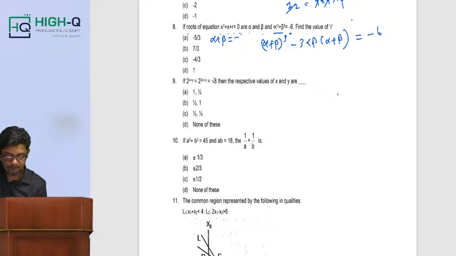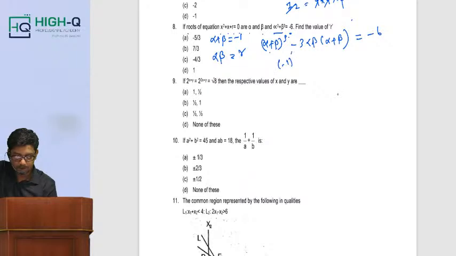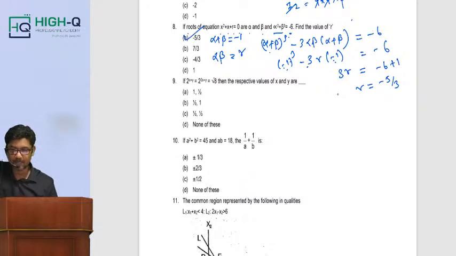Sir, minus b by a. What is alpha beta? C by a. So let us substitute here: alpha plus beta is minus 1, so minus 1 the whole cube minus 3r into minus 1 equal to minus 6. Minus 1 the whole cube is minus 1, and minus 3r into minus 1 is nothing but 3r, so 3r equals minus 6 plus 1. So I'm getting r is equal to minus 5 by 3.